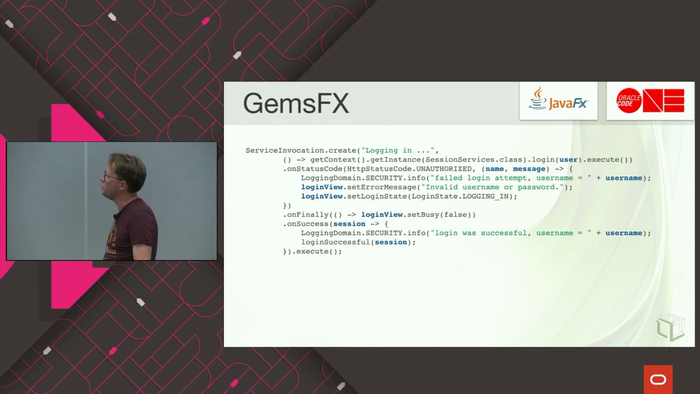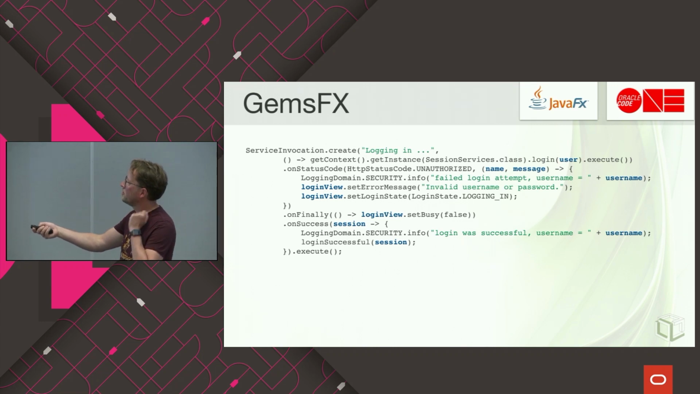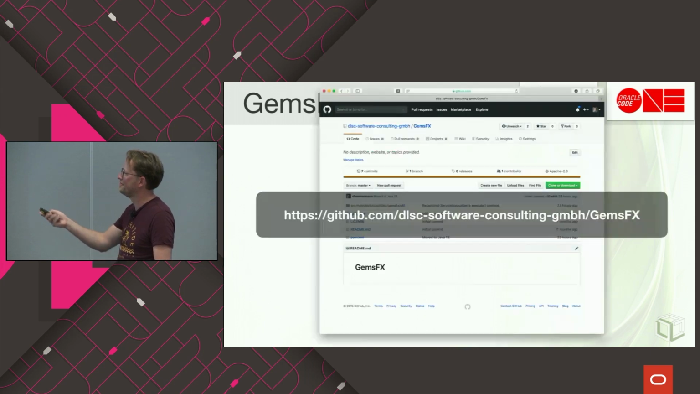This is the part that we use to log into the backend. So here you can also see an on status code, HTTP status code unauthorized, so the password maybe was not correct, and then we do a couple of things, okay? But because of its Fluent API, I think it's all very readable and just nice to look at. Right? And you find the ServiceInvocation also as part of GemsFX.